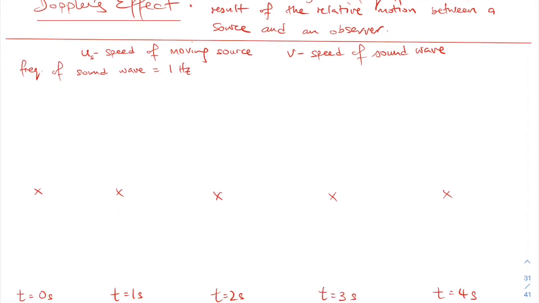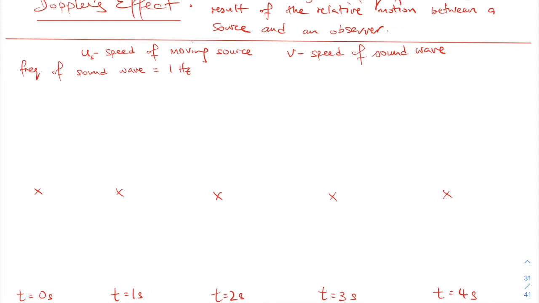So let's have some definitions. U subscript S represents the speed of the moving source. V represents the speed of the sound wave produced by the moving source, and the frequency of the sound wave produced is 1 Hertz, meaning every 1 second a sound wave completes one cycle, and therefore the wavefront would be given off at intervals of 1 second.